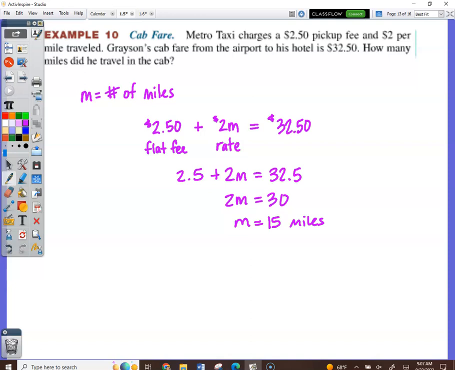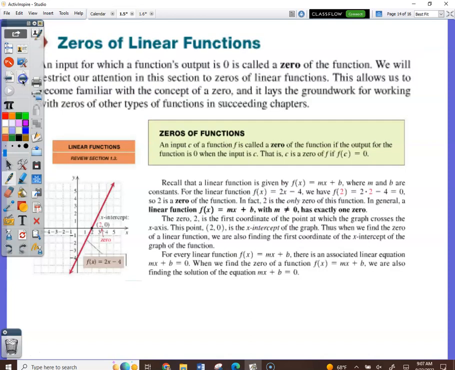All right, next slide. The purpose of this slide is to show you there are 4 vocab words for the same thing, and we've already discussed this before. If we are talking about the zeros of a function, we're talking about where the graph crosses on the x-axis. That's what we mean by the zeros.